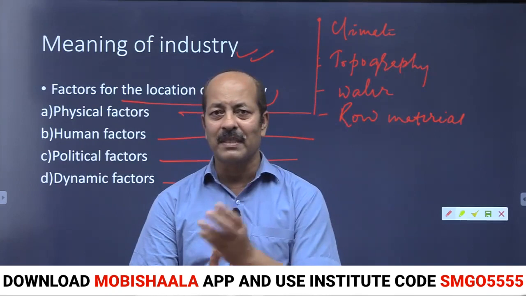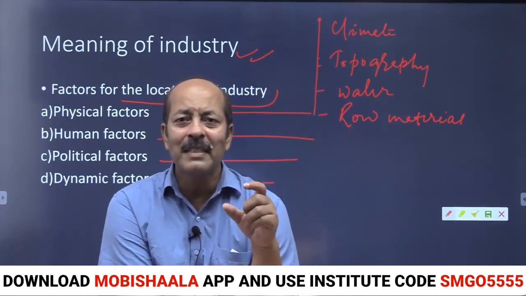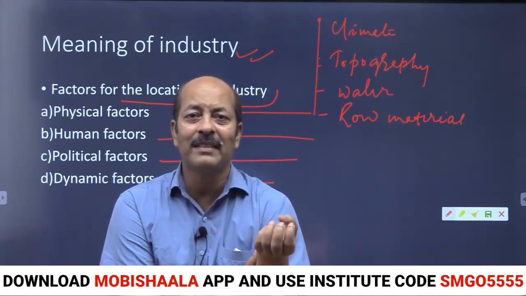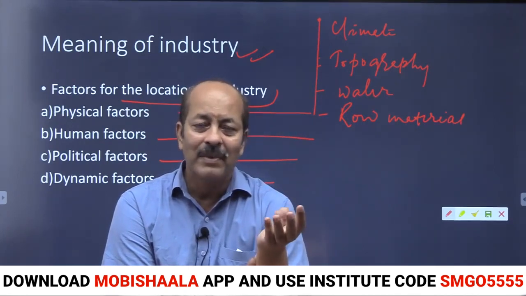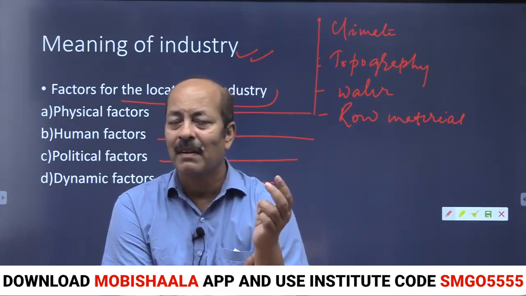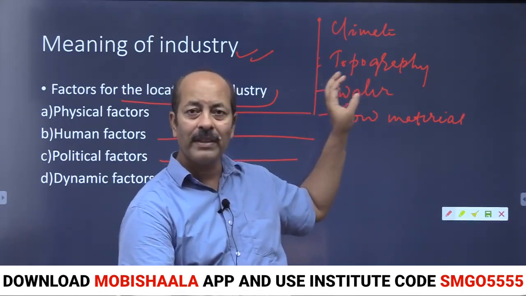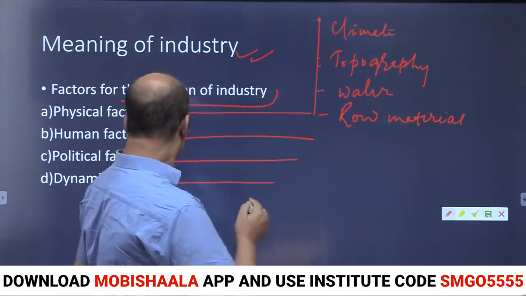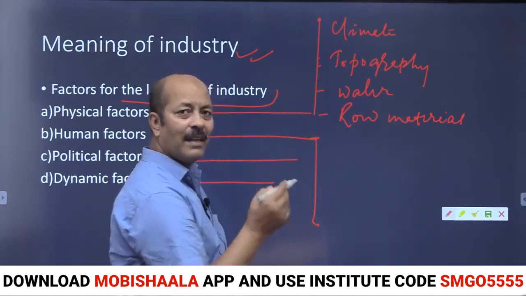So I hope, students, you have a very clear idea about the location of industry and the physical factors, how physical factors control the location of industry. It's very clear now. We have covered climate, topography, raw material and water. Got that. Now we are coming to the second factor, that is human factors.